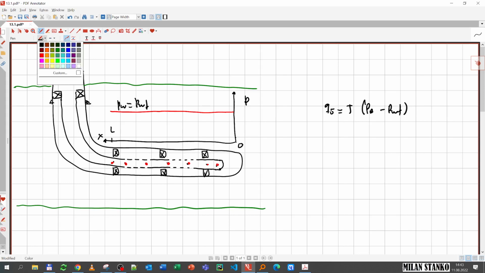Typically, what we have is a variation of pressure. Sometimes it might be very small, sometimes it might be relatively big. We have a variation of PW along the wellbore. And in that case, we want to see how that will affect our IPR, or if I can still use this linear IPR that I derived earlier.